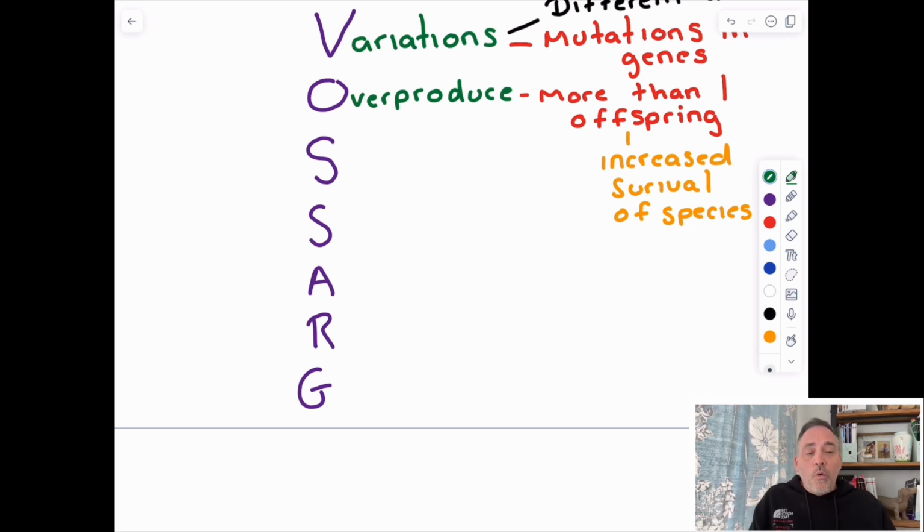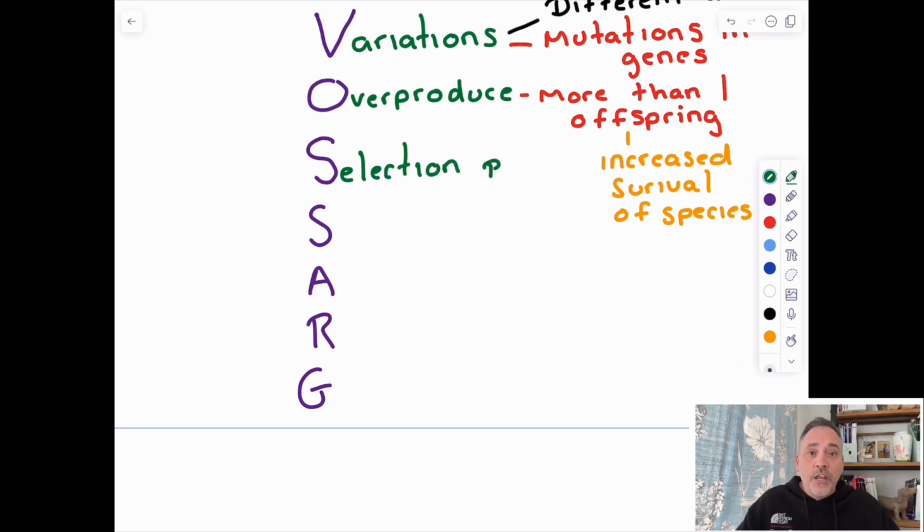Now, after overproduce, what we look at is the S in VOSSARG. What triggers evolution by natural selection is something referred to as a selection pressure. A selection pressure is any kind of change in the environment in which something lives. That doesn't just refer to the temperature, the amount of light, CO2, moisture in the soil and so on.